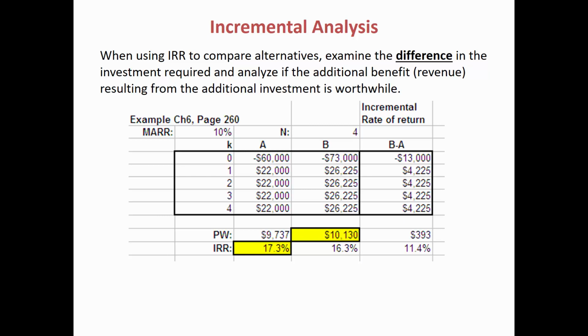So I'm going to write that on the board so you can copy it into your notes. So the criteria is if delta IRR is greater than MARR, then select the more expensive alternative. So that's the criteria. Why? Why should you do that?